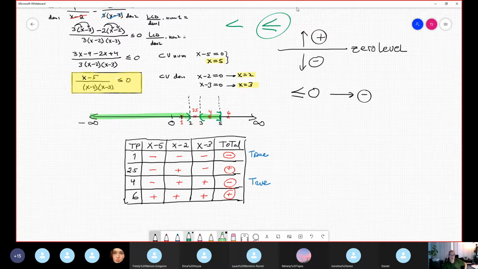Okay, so what is my final answer? My final answer is expressed in interval notation. I asked you in the test, I want the answer in interval notation. You put the expression that corresponds to the first interval, which is from negative infinity, comma, to 2, parenthesis, union 3, 5. End of the story.